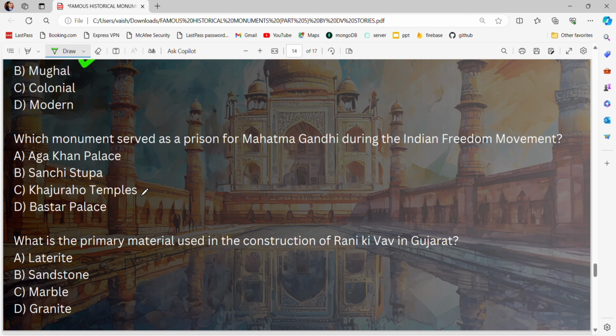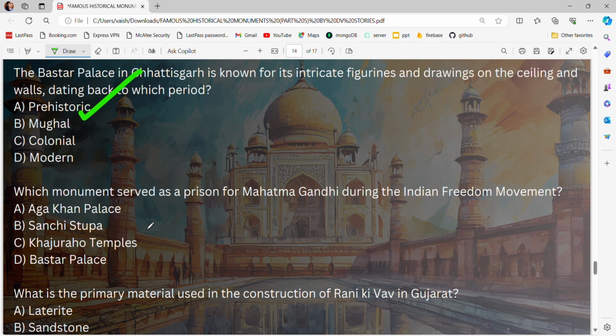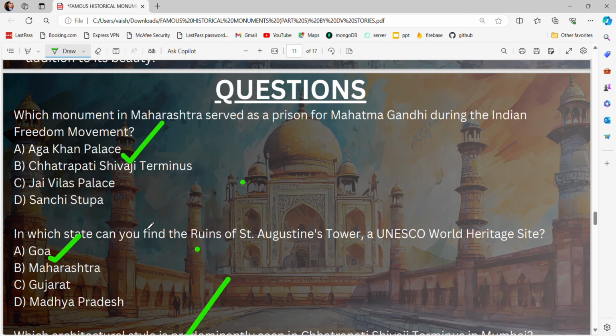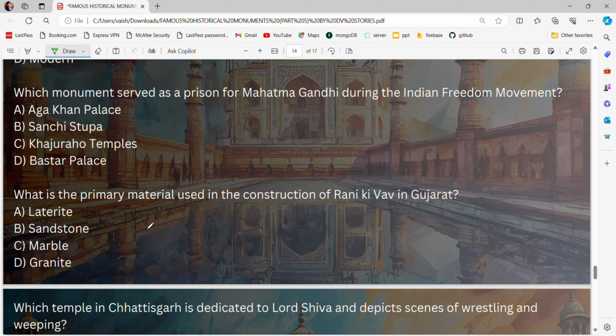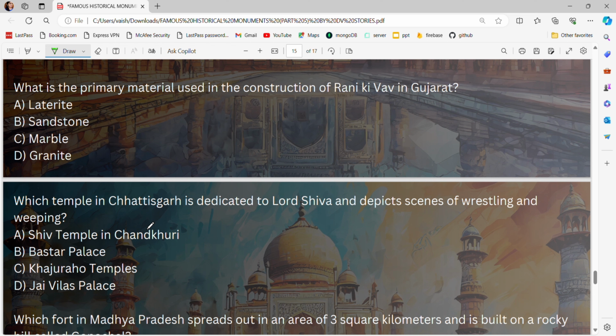Next, which monument served as a prison for Mahatma Gandhi during the Indian freedom movement? I think this question is repeated. So we move to the next.